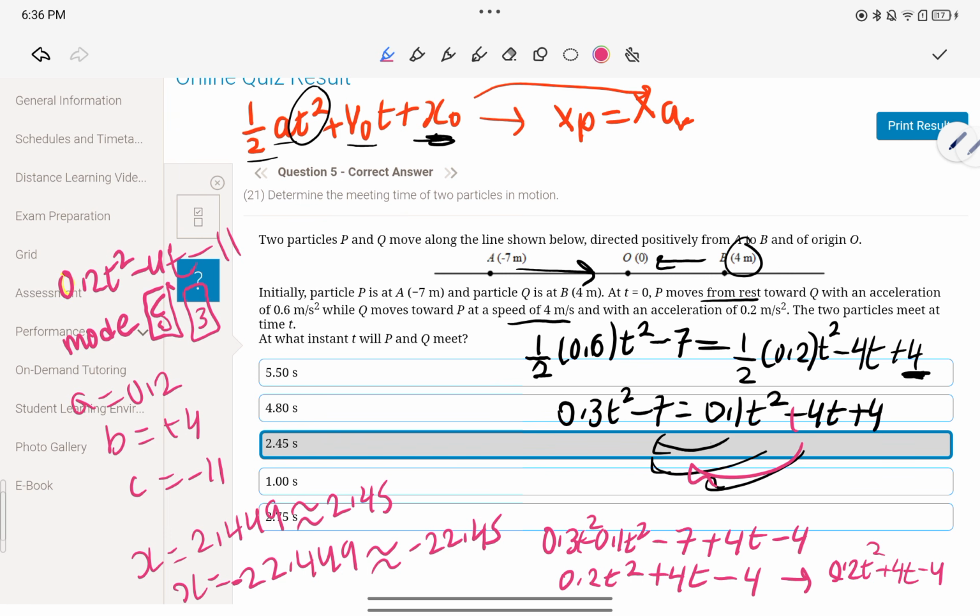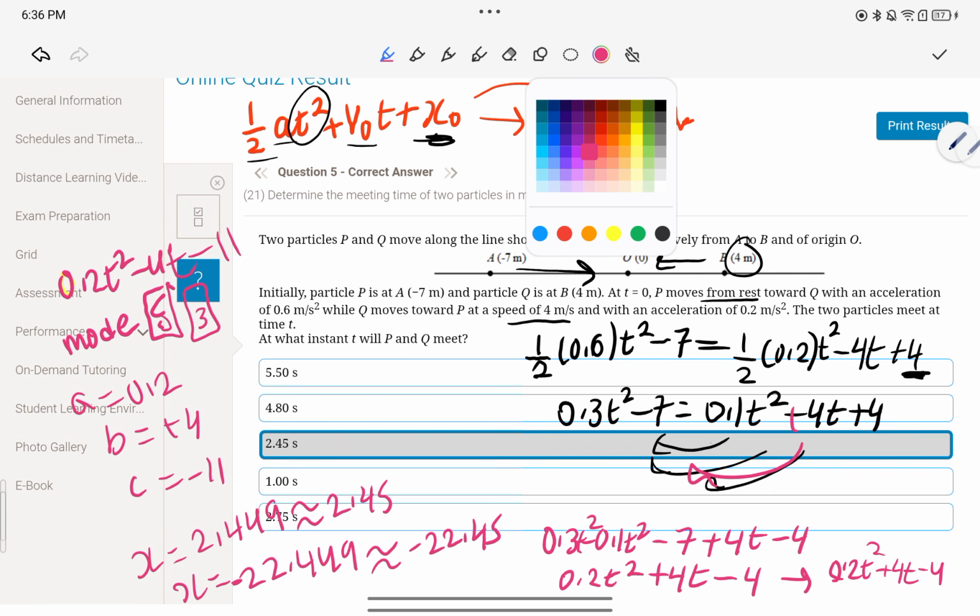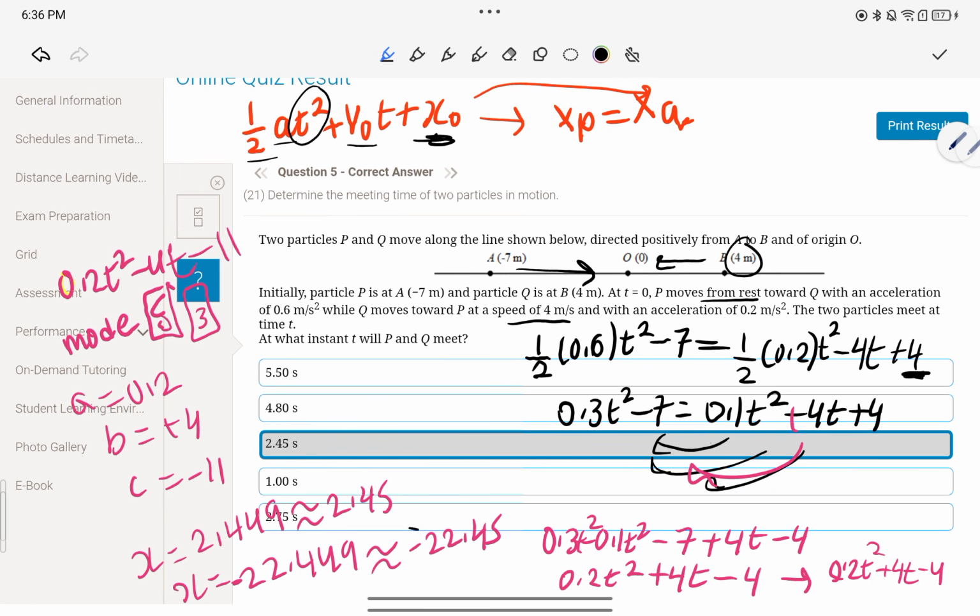Now guys, in mechanics 1.9 we're going to do a lot of questions like this, where you have to do mode 5-3 and you have to pick the largest. Okay, how do you know here what's the largest? Look here, this is negative, so we remove it right away. Okay, this is positive and larger than this, so 2.45 is the correct answer.